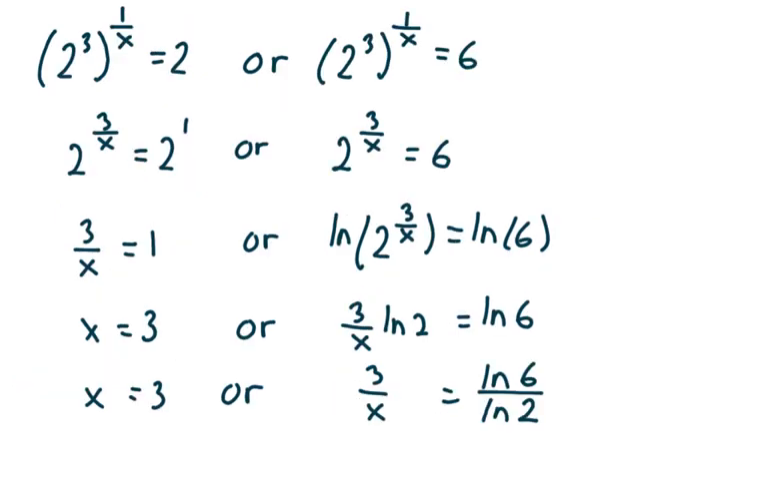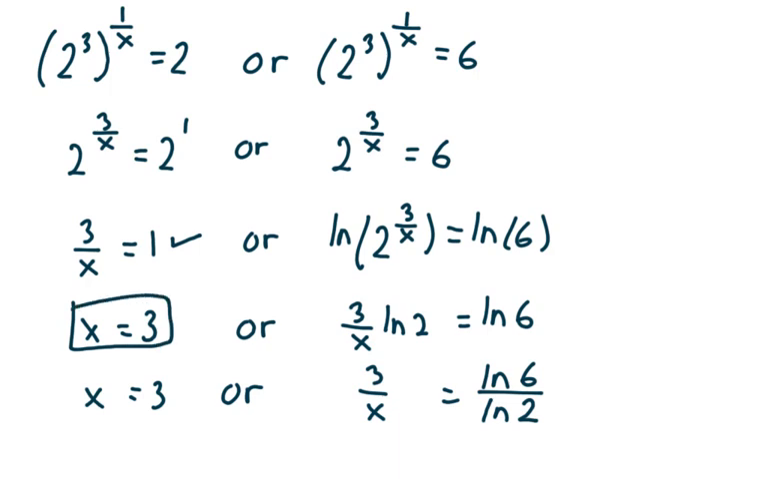Now, if 8 to the 1 over x equals 2, then 2 to the third to the 1 over x equals 2. So 2 to the 3 over x equals 2 to the first. So 3 over x is equal to 1, right? Which says x equals 3, right here.